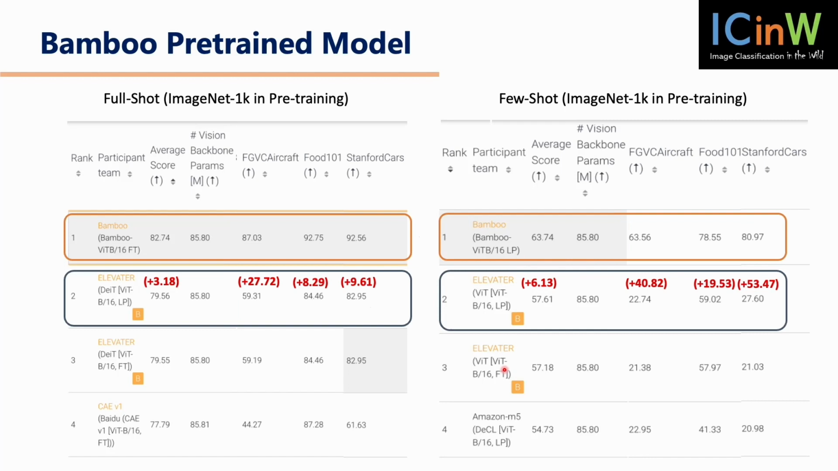When we analyze the performance dataset-wise, we can see that the performance gain mainly comes from the data domains that ImageNet 22K rarely includes, such as aircraft, food, and cars, which further indicates that the newly annotated data in Bamboo is a huge addition to the category distribution of the existing academic datasets.